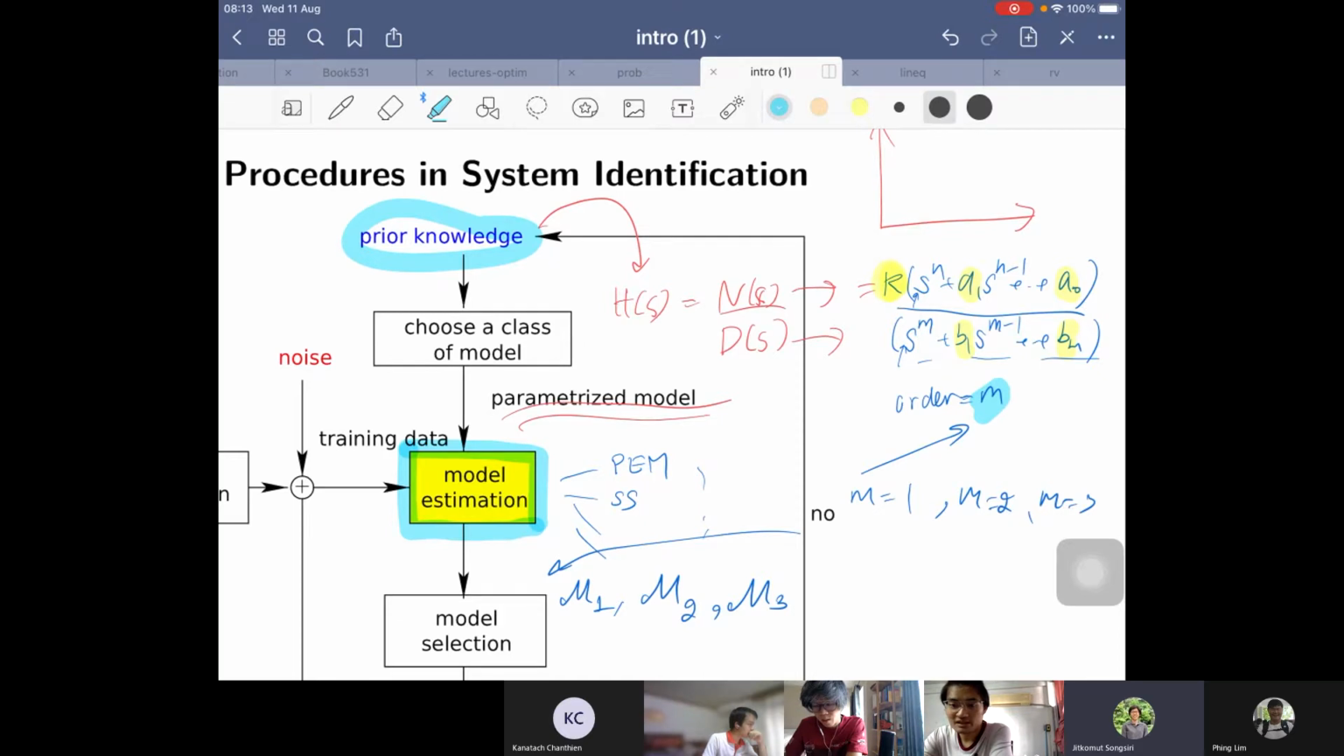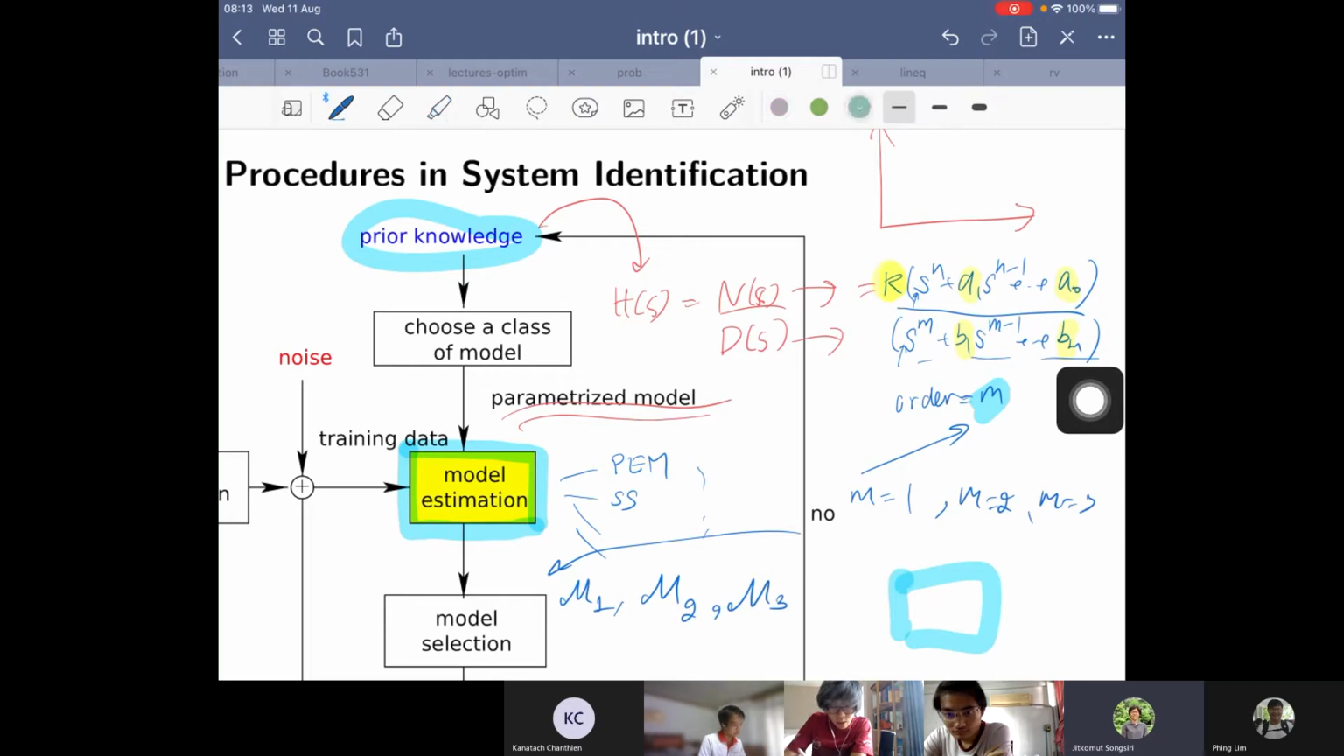Like armature resistance, or the whole thing, both the electrical part and the mechanical part. If I say I'm interested in the DC motor where the input is the electrical voltage supplied to the motor, and the output, let's say, is velocity, the velocity of the DC motor.